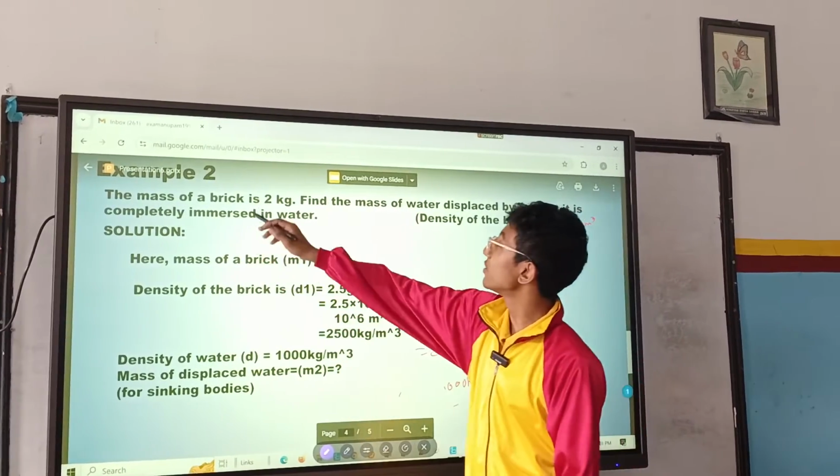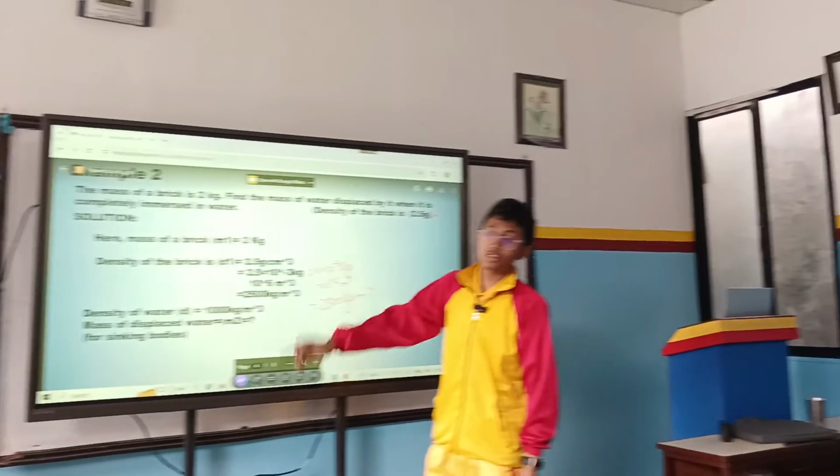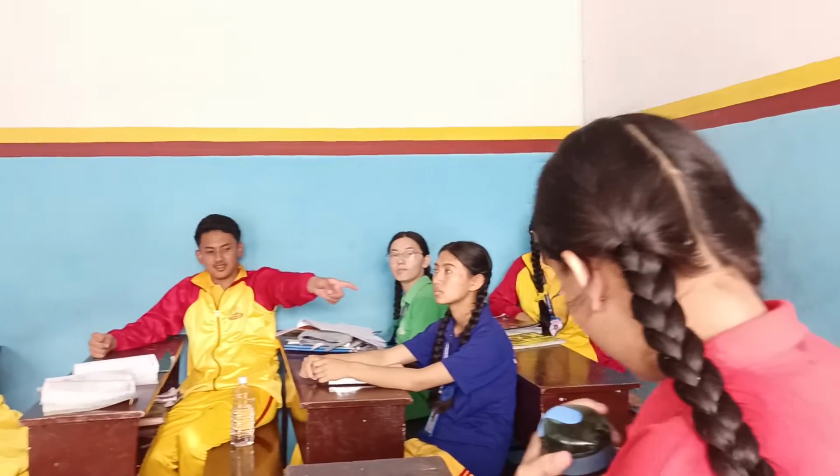The mass of the brick is 2 kg. Find the mass of water displaced by it when it is completely immersed in water. The density of the brick is 2.5 g per cm cube. So here is the mass of the brick.